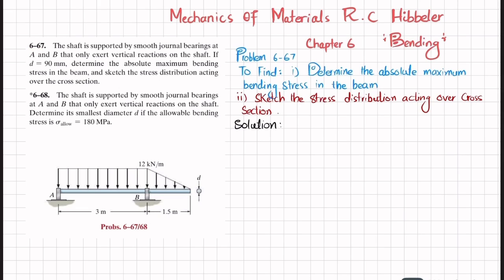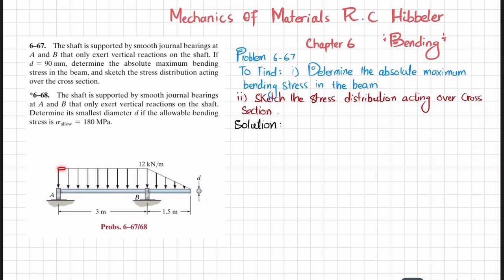The statement is: the shaft is supported by smooth journal bearings at A and B that only exert vertical reaction on the shaft. If D is equal to 90 millimeter, determine the absolute maximum bending stress in the beam. Sketch this stress distribution acting over the cross section. So you can see this is a beam made up of a shaft, and there are two journal bearings at A and B that exert vertical reaction.